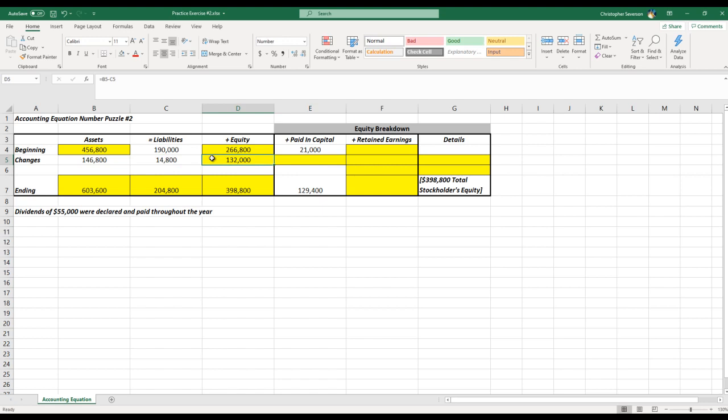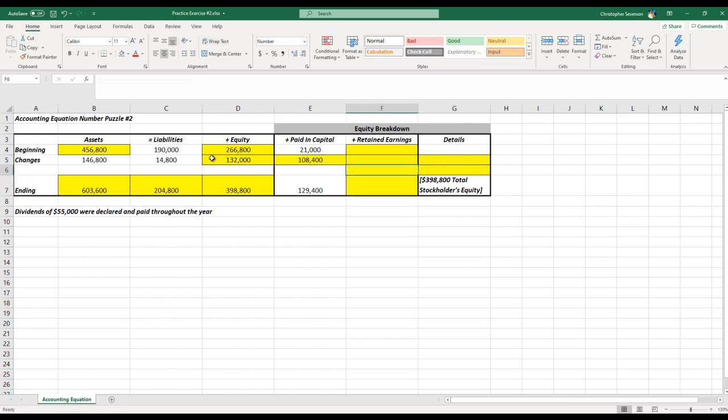So there we have $132,000 of changes. So really we're done with the basic accounting equation, but we want to go over here and work this equity breakdown as well. So with paid in capital, we know we started with 21,000. We're ending at 129,400. So we know that the total change must be an increase between the two. We had to have added 108,400.